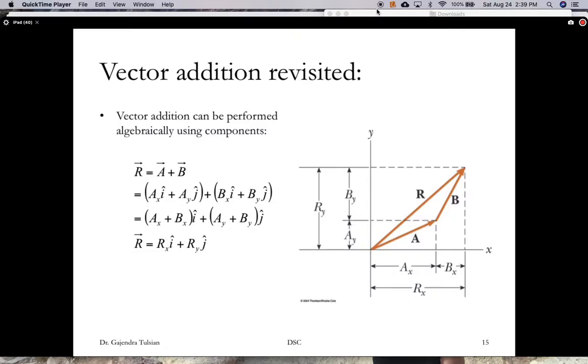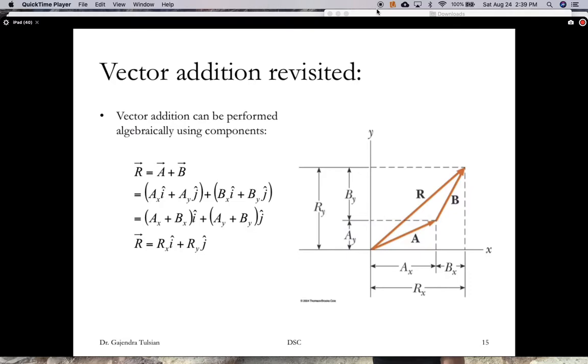Okay, now that we've written vectors in component form, let's look at how to add vectors again. So let's say you want to add vector A and B to get vector R. There's the graphical method of adding vectors. Now this doesn't work that great in practice.